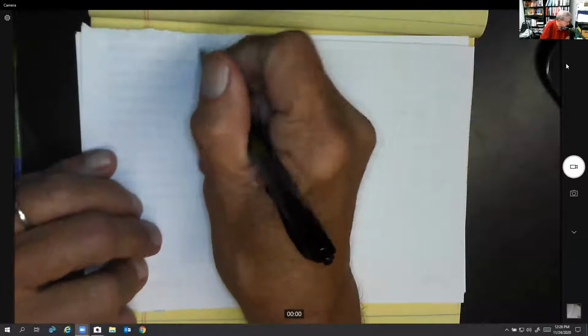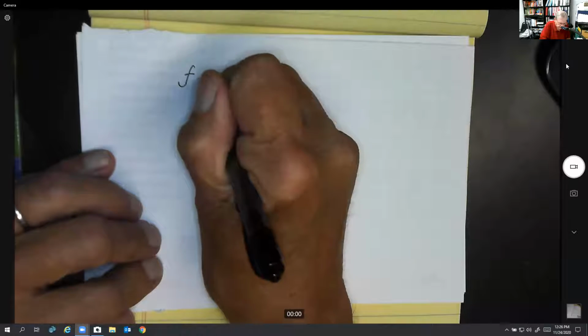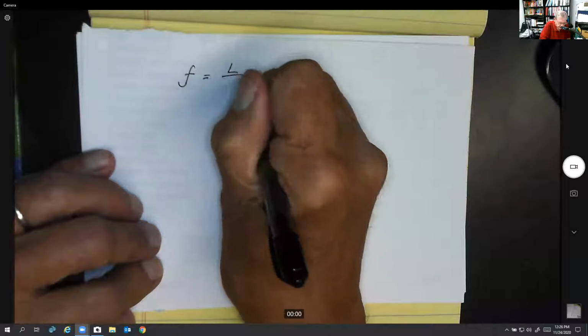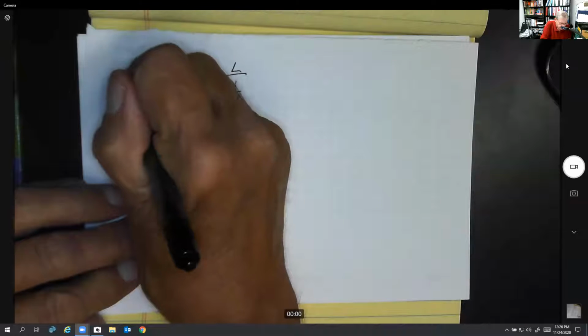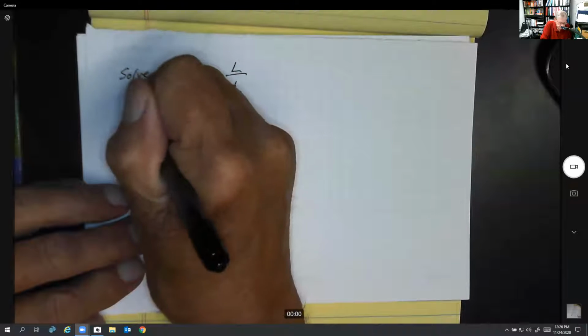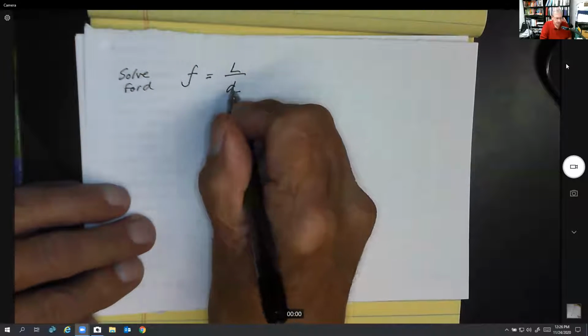Some students really find this easy and some students find it very, very difficult. Let's try a very, very simple problem. You don't even have to know what these letters stand for. This has to do with the focal distance, focal length, and things like this. First of all, you have to know what letter you're solving for. So we want to solve this for D. Notice that D is in the denominator.